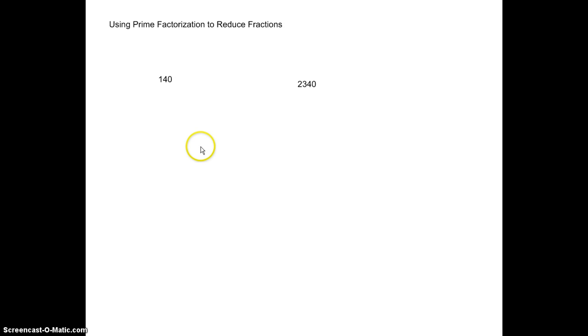This video is to demonstrate using prime factorization to reduce fractions to lowest terms. In an earlier video, we found the prime factorization of 140, and we found the prime factorization of 2,340.